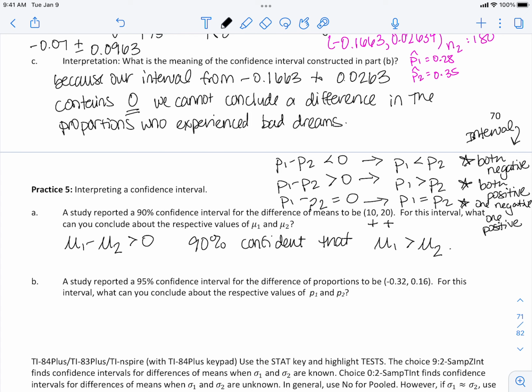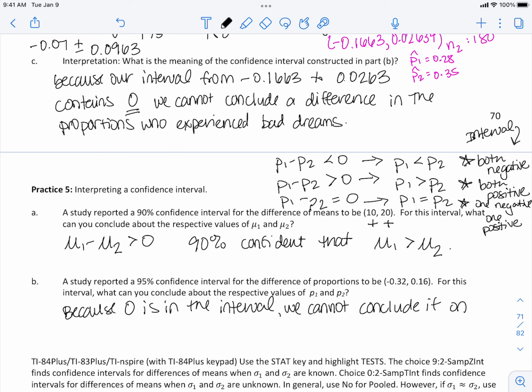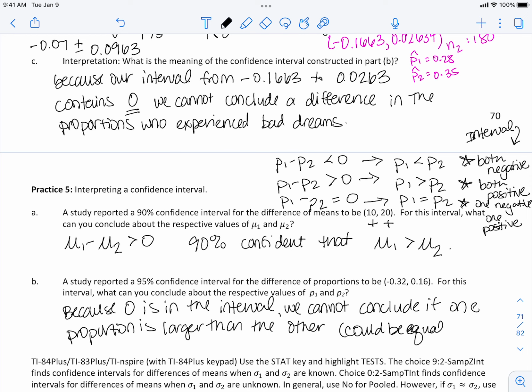B says a study reported 95% confidence interval for the difference of proportions to be negative 0.32 through positive 0.16. For this interval, what can you conclude about the respective values of P1 and P2? I want you to conclude this one. All right, here we could say because 0 is in the interval, we cannot conclude if one proportion is larger than the other. And again, this is because they could be equal to each other.